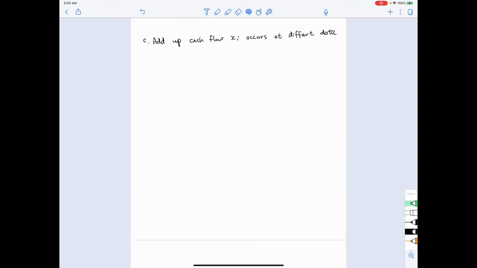Now let's move on to look at another scenario which we want to add up the cash flow that occur at different dates. So again, we want to have a timeline.